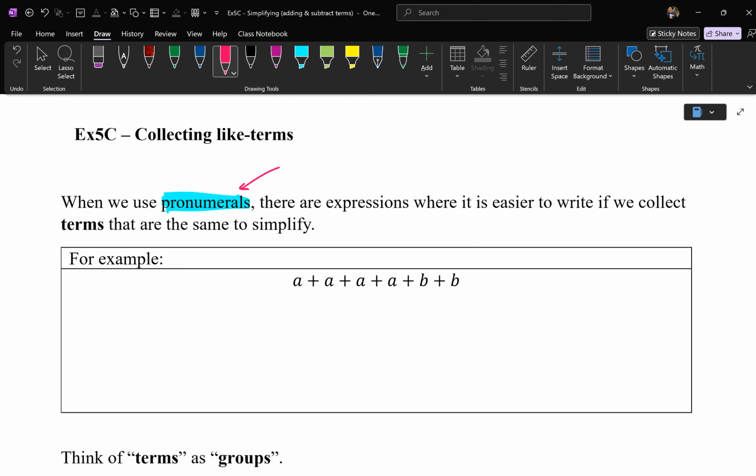Oh, no one knows? Well, you're too shy. Let me just pick someone. Let's go with Zara. Zara S. What's a pronumeral? Represents a number. It's a variable that represents a number. Can you write here, for those who don't know what pronumeral means, it's a letter that represents a number.